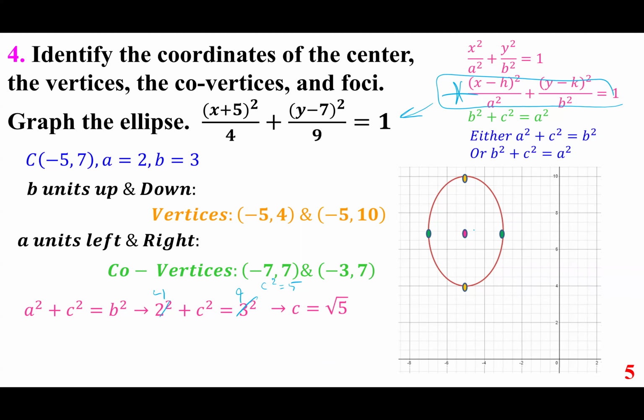Because the vertices are along the y-axis in essence, from the center go c units up and c units down. Those are the foci. So you go back to the center, minus 5, 7, and you're going to add this number and subtract. First, you subtract, you get about 4.77. Then you add, you get about 9.24. And those are the foci. That's extremely important to understand, everybody.